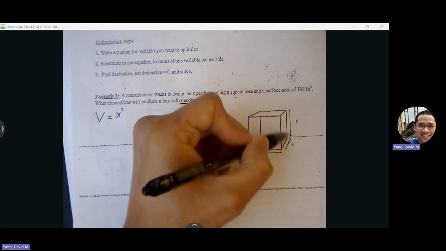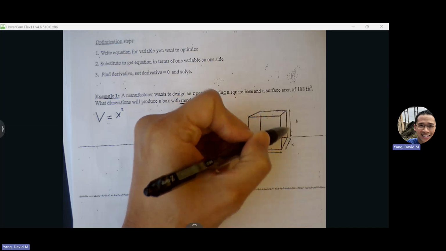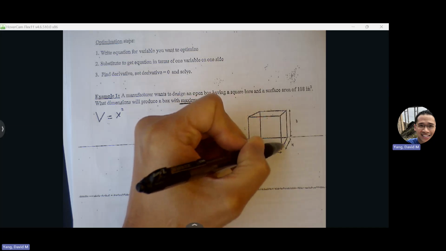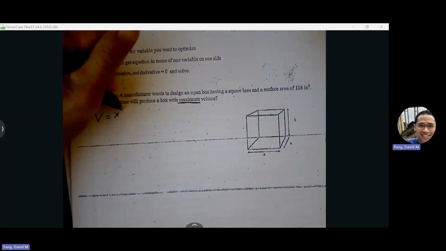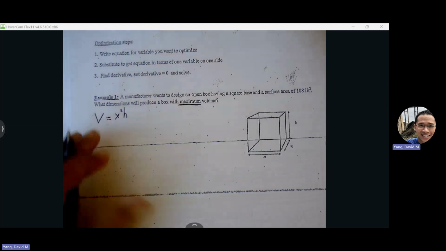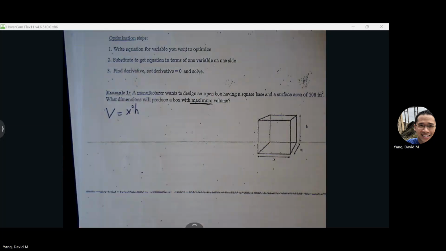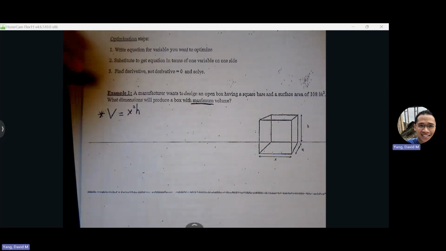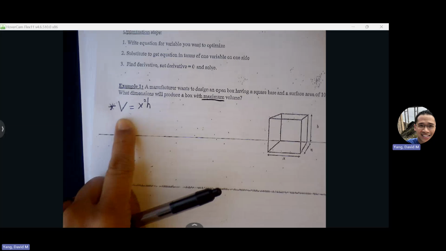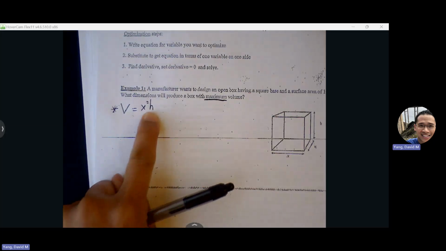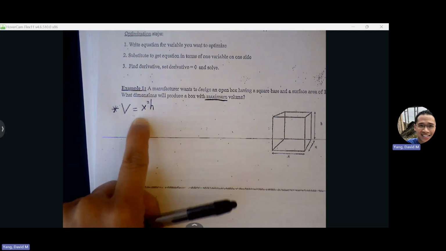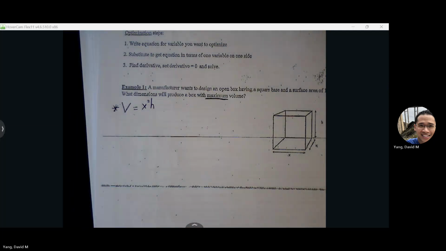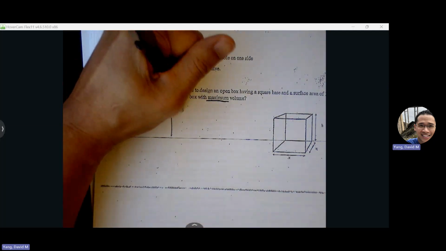But there's no relationship with the height compared to the base. So we have to use a different variable. So h. All right, so we're trying to optimize volume. That's the equation we want to find the derivative for. I'll put a star next to it because we have to come back to that and ultimately do the calculus with this equation. But we have a help equation, and that help equation comes in the form of surface area.